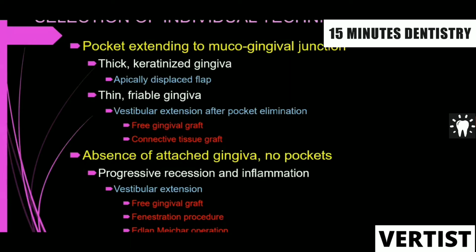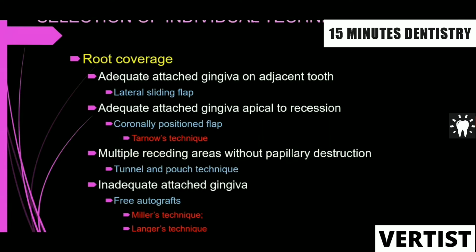So if thick keratinized gingiva is there, you can go for an apically displaced flap. If there is a thin friable gingiva, you can go for vestibular extension by doing a free gingival graft and connective tissue graft. Whereas where there is absence of attached gingiva, no pockets, but there is a progressive recession and inflammation, you will go for the vestibular extension, which can be achieved by free gingival graft, fenestration procedure, and Edelman-Mechert operation.